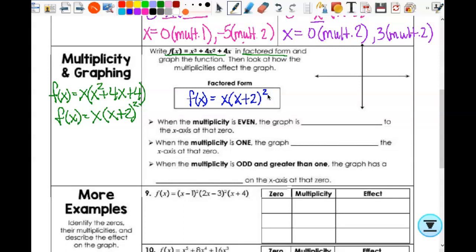So it tells me to graph the function and look at the multiplicities, how they affect the graph. All right. So let's talk about some things that we should know about this graph already. We know that it is a third degree polynomial, so we should know something about the end behavior, right? The end behavior model is the end behavior of what?